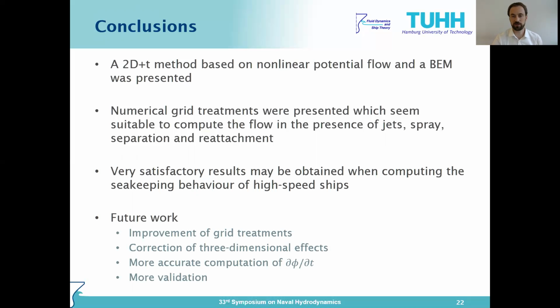For future work, it might be considered to improve these grid treatments. The correction of three-dimensional effects can also be pursued. The computation of the local time derivative of the velocity potential can be improved, and very important is, of course, more validation, the consideration of more degrees of freedom, different sea states, and so on.